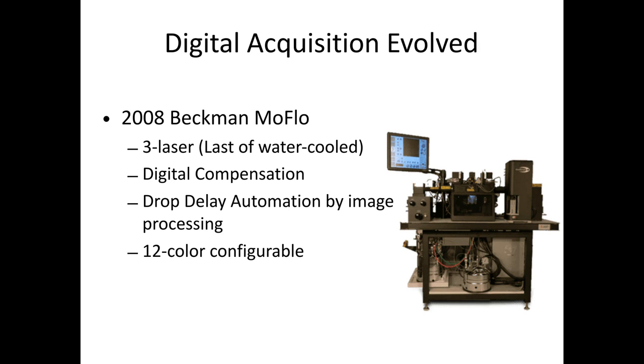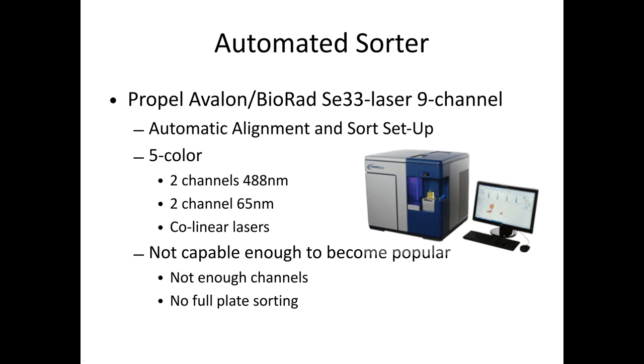And this machine also, open architecture, 12 color, configurable, you put your own filters in. It really was a great workhorse machine. Okay, but then technology was evolving. Along comes the first, I want to say, turnkey automated sorter, the Propel Avalon at the time, or now it became the Bio-Rad S3e. And that was a 9-channel. It was super automatic. Like, you literally turned it on, loaded some beads on, and it QC'd itself, timed itself. It had little servo motors that aligned the nozzle.